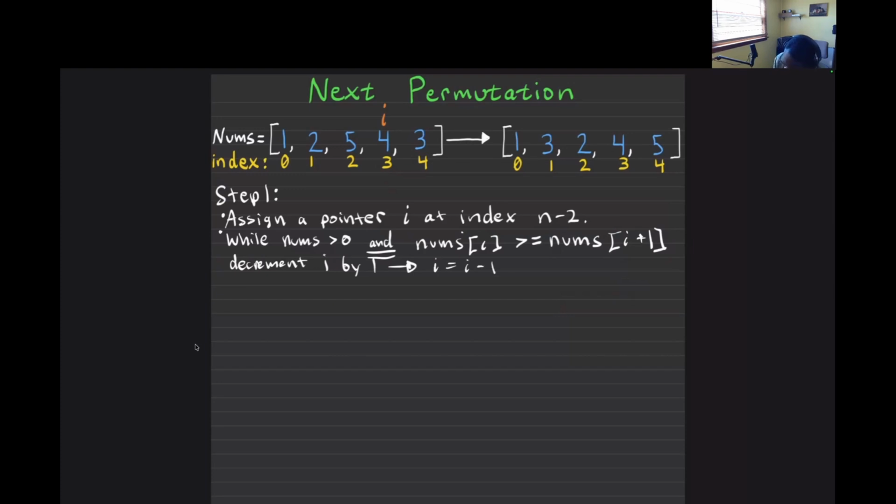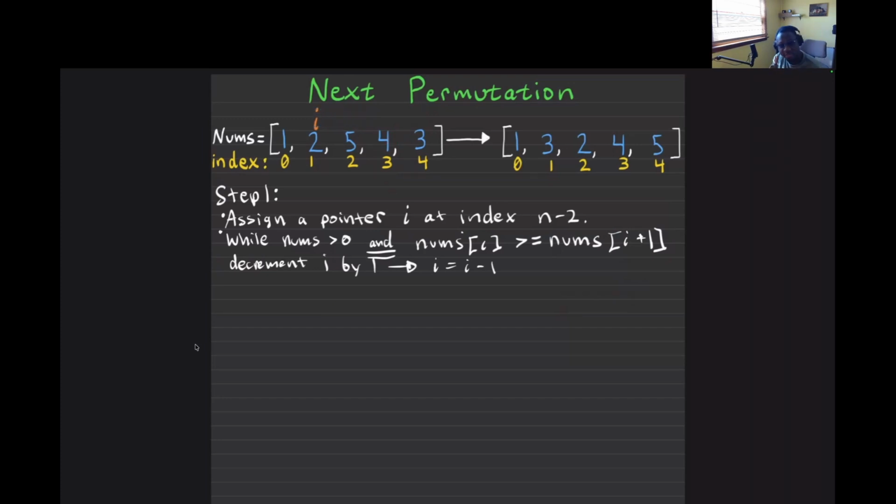Let's look at this example here. Is this value greater than the value at i plus 1? It is, so we decrement i. Is this value greater than the value at i plus 1? It is, so we decrement i. All right, wonderful. We're done with step 1.